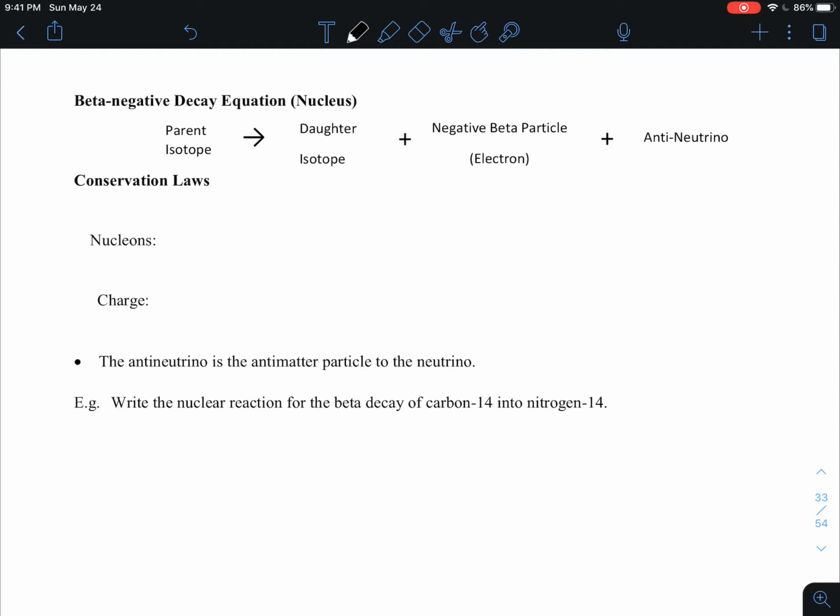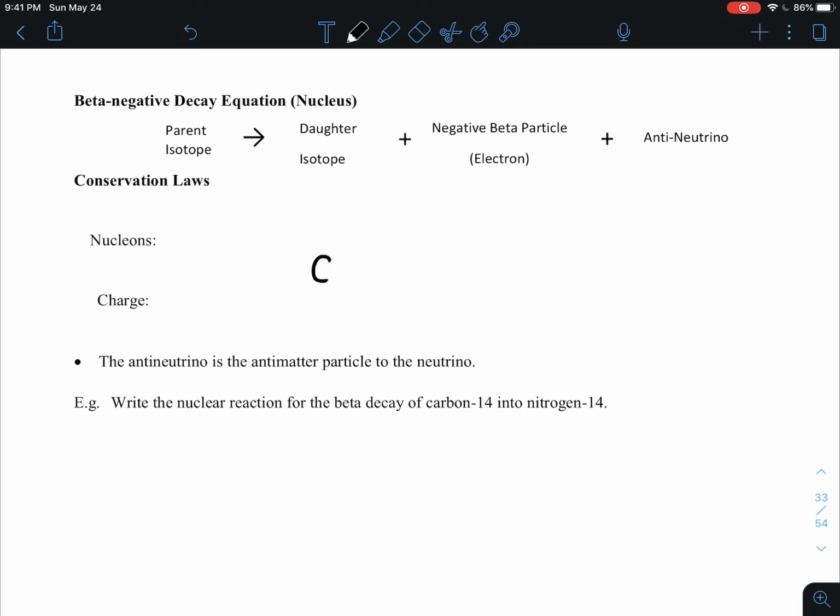Sorry, guys. Beta negative decay. So here we have a parent isotope releasing a daughter product, and then also a negative beta particle, an electron, and an antineutrino. So let's take a look at a quick example here. So let's do another carbon one. We're going to go to carbon 14 in this case.